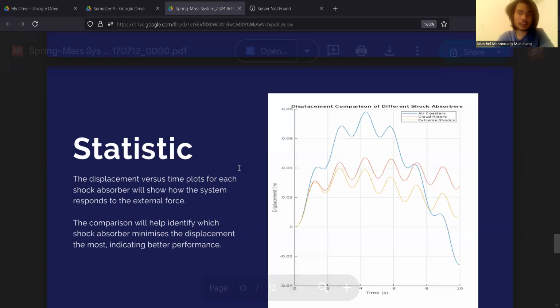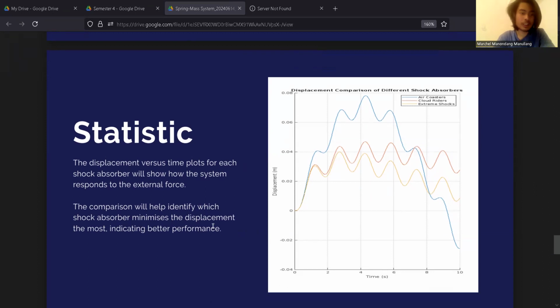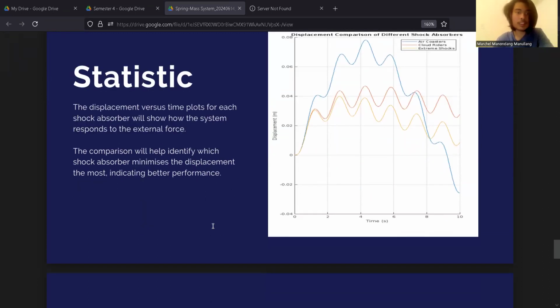Right. And for the statistic, like what I said before, the displacement versus time plots for each shock absorber will show how the system responds to the external forces. And the comparison will help identify which shock absorber minimizes the displacement the most, indicating better performance.